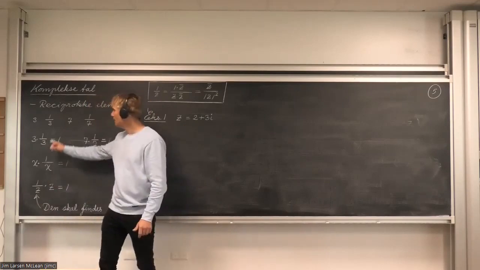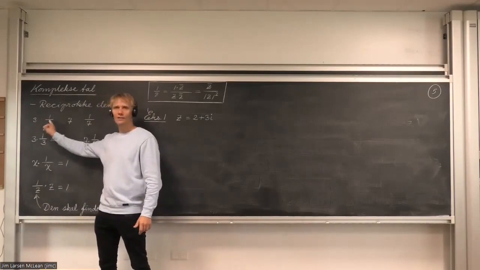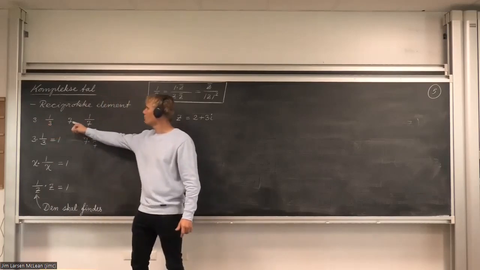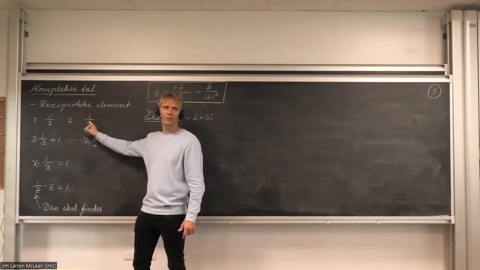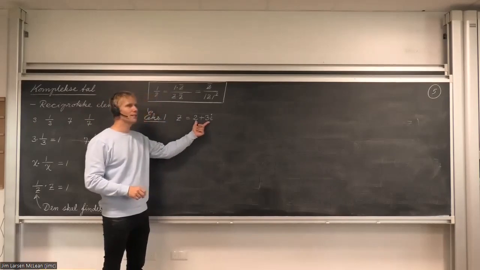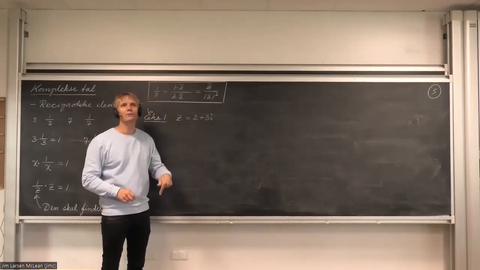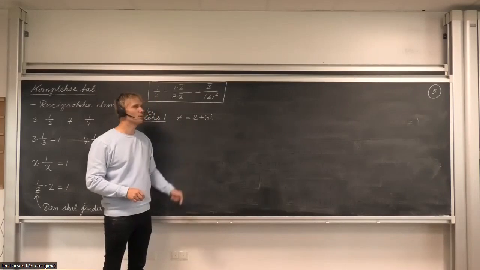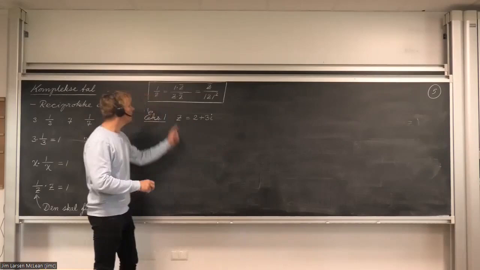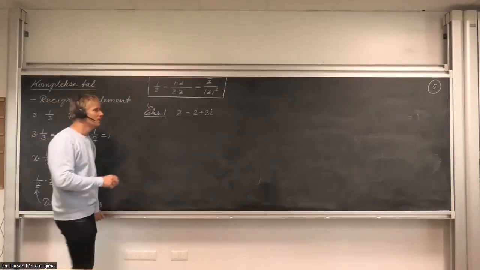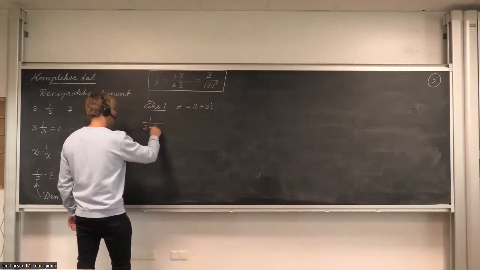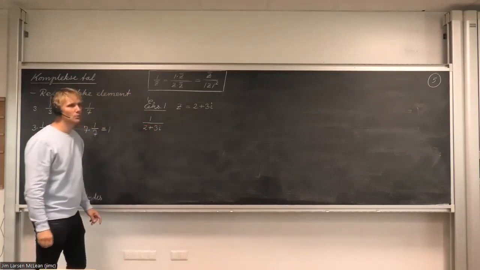So what's the reciprocal of the number 3? 1/3. Why? Because 3 times 1/3 gives 1. What's the reciprocal of 7? It's 1/7. Why? Because 7 times 1/7 gives 1. What's the reciprocal of 2 plus 3i? I don't know. But when I find it, it's a number that multiplied by 2 plus 3i gives 1. Are you following? I'm just going to use the formula. So I want to find 1 divided by 2 plus 3i. So basically, I want to find the reciprocal of the number 2 plus 3i.